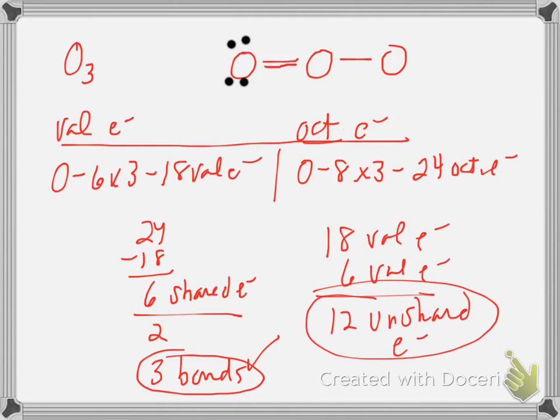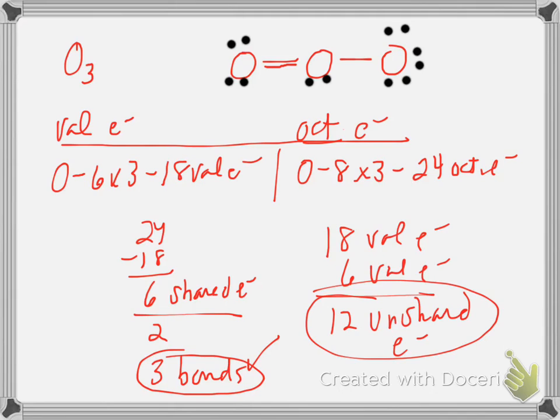The central oxygen has got 2, 4, 6 electrons, or so it feels. So it would like to have 8, so one of those unshared pairs will go there. The oxygen on the far end only feels like it's got 2 electrons. So it's going to have 3 unshared pairs.